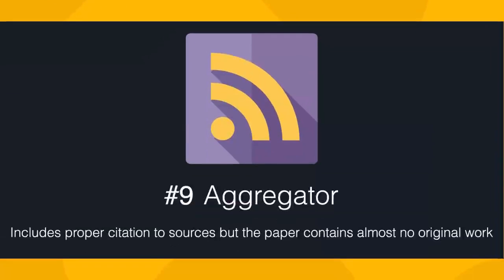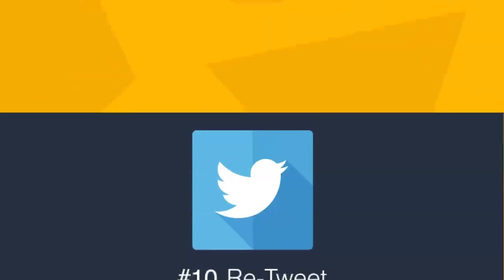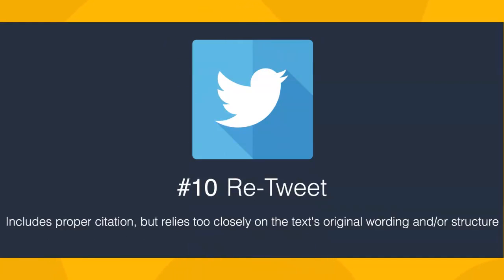All right, number 9. This is called the aggregator, and it's where you cite properly. So let's say I read this paper, and from introduction all the way to conclusion, I see citation after citation after citation after citation, but I see no original work, not even paraphrasing, right? And you got to be careful. That's not good writing. Number 10, retweet, also has proper citations.